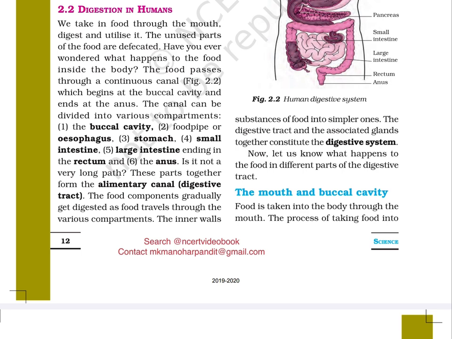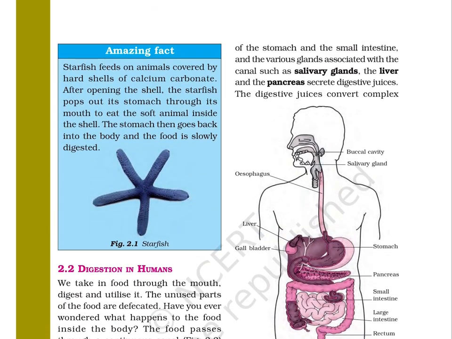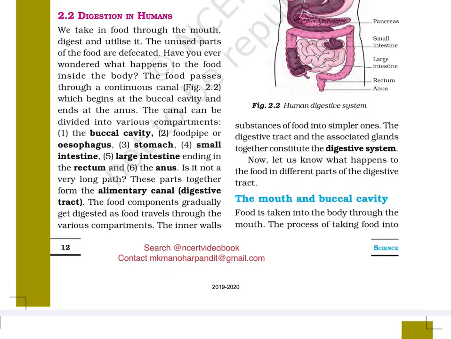The food components gradually get digested as food travels through the various compartments. The inner walls of the stomach and the small intestine and the various glands associated with the canal, such as salivary glands, the liver, and the pancreas, secrete digestive juices. The digestive juices convert complex substances of food into simpler ones. The digestive tract and the associated glands together constitute the digestive system.